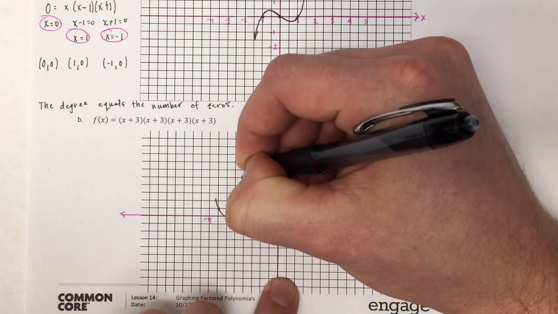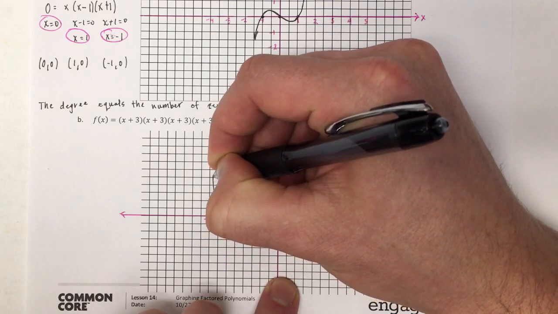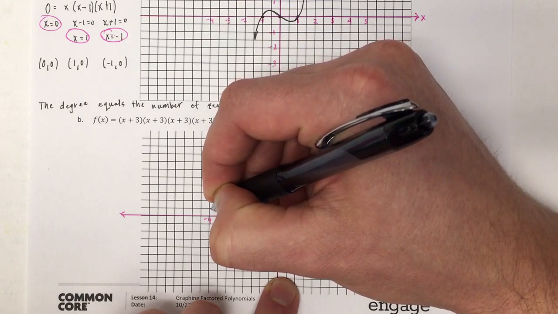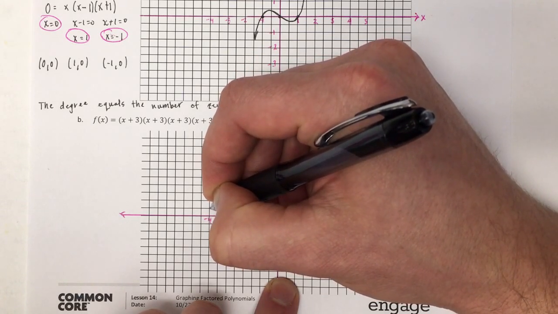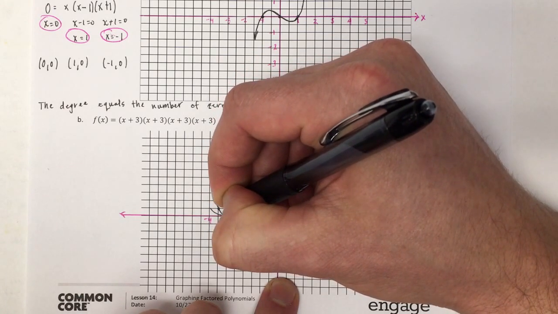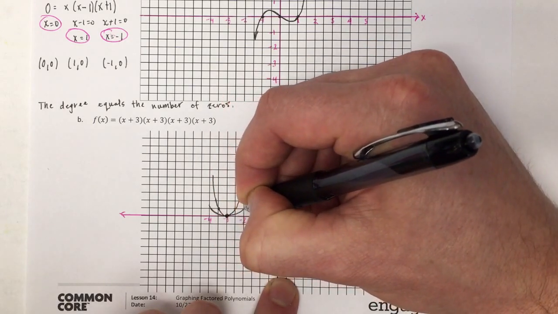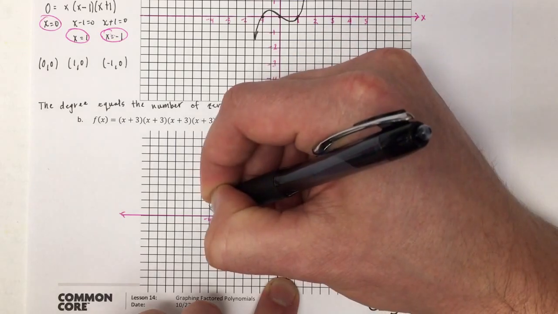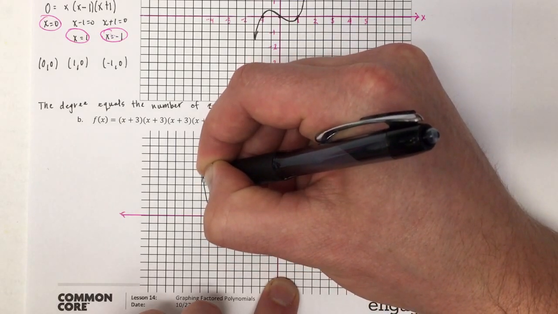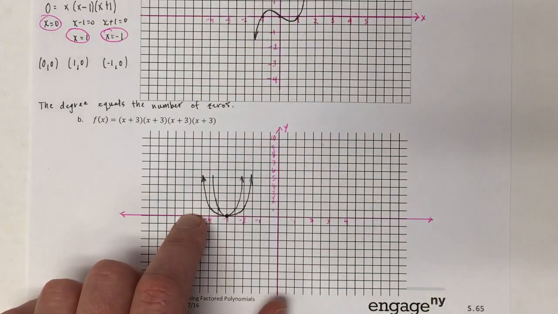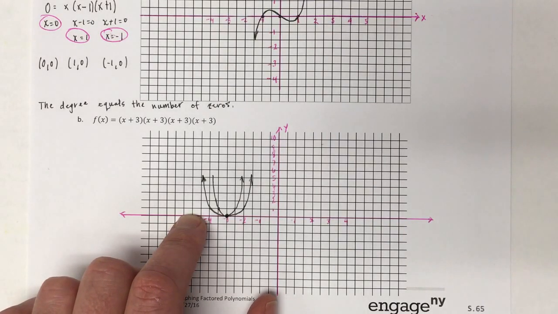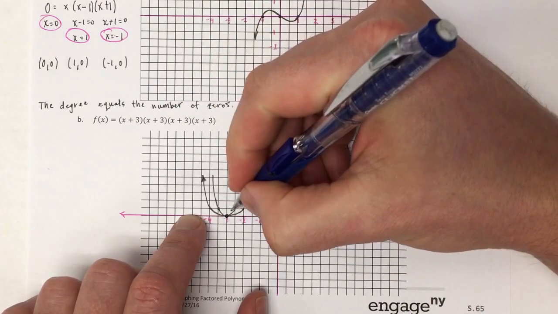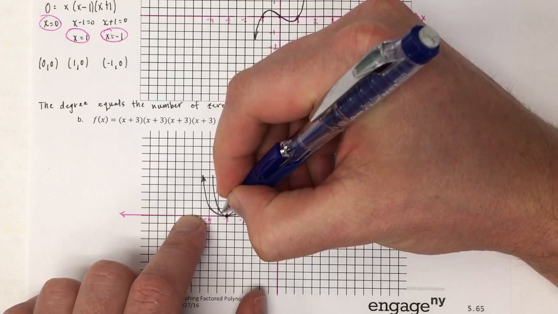Very steep. Oop, it should actually be this way. I forgot I skip counted. So it looks more like this. Apologize. So ignore this initial part of the graph.